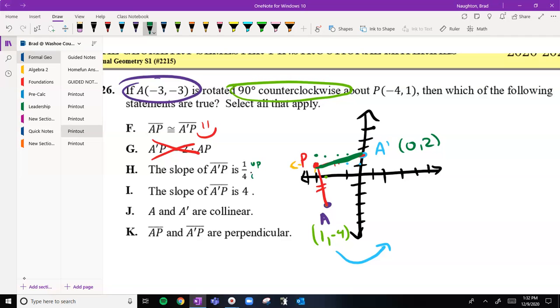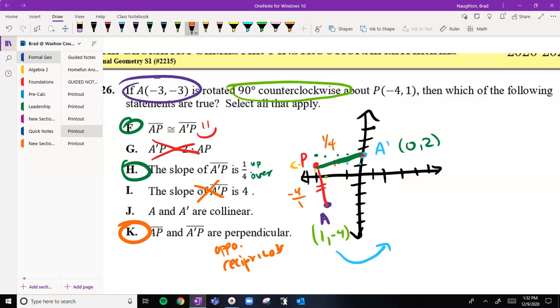So this is 1 up, this is over 4. So H and F are both good. So then the slope of AP can't be 4 if it's going to be 1/4, so that's out. And it says, are these perpendicular? Well, this has got a slope of 1/4. This has got a slope of -4 over 1. Those are opposite reciprocals. So that's good too. So according to our answer key, that's it.